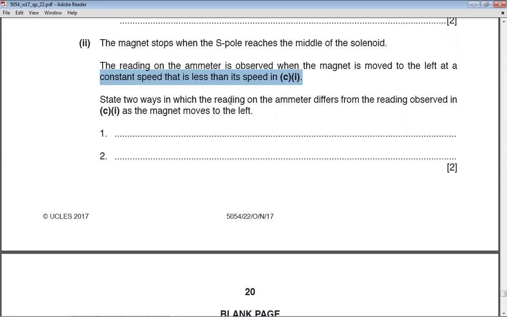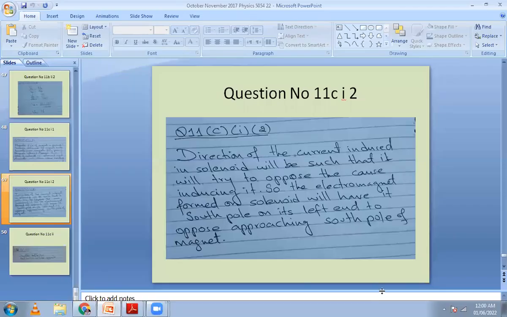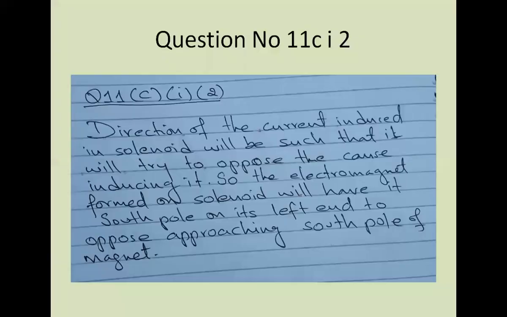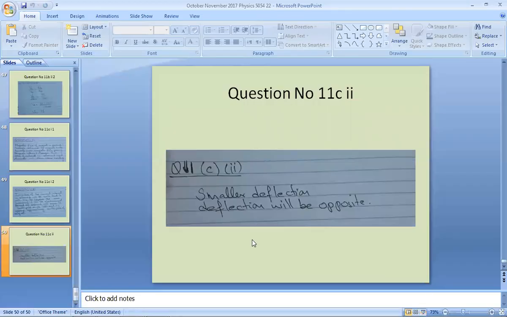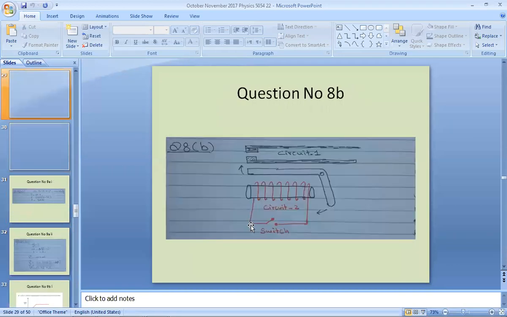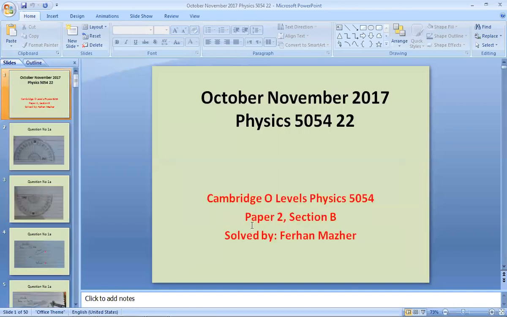The reading on the ammeter will show less reading, the less deflection of the pointer of the ammeter, and this time the current will have a different direction. The ammeter's pointer will be deflected in the opposite direction to whatever direction it deflected in the C first part. Now it will deflect in an opposite direction. So let me show you my answer. I have also written the answer. So let's have a look at my answer. Smaller deflection, deflection will be opposite. That's my answer.